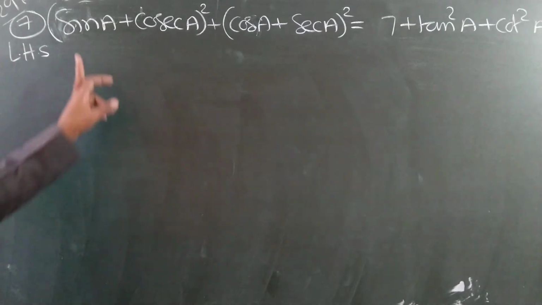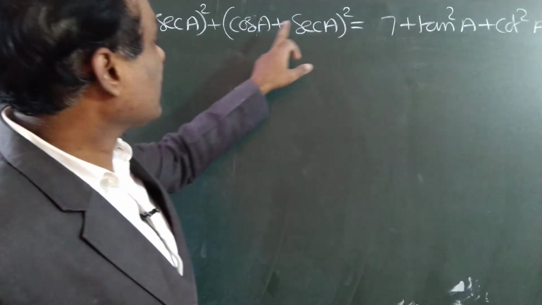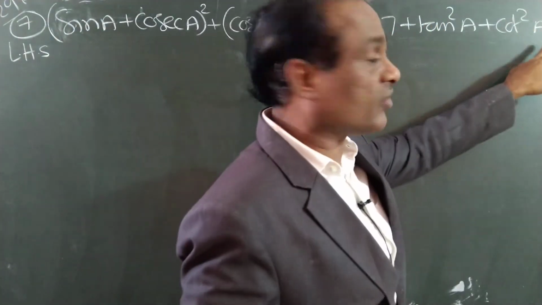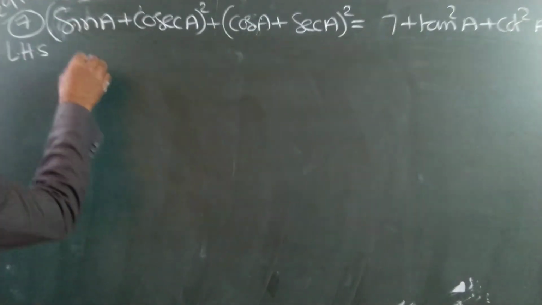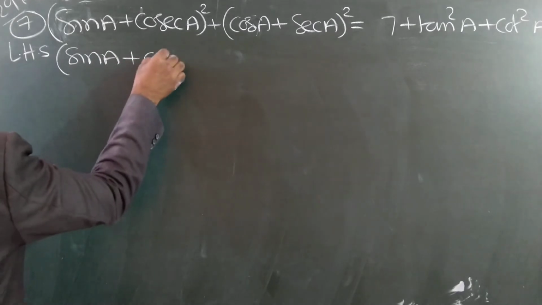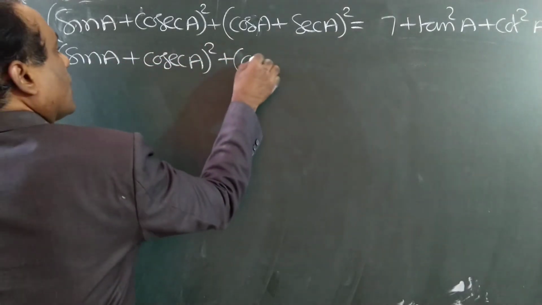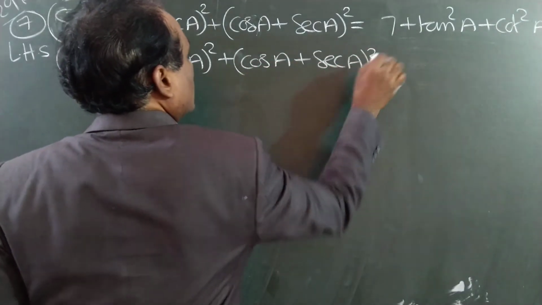The question is, prove that sin A plus cosecant A whole square plus cos A plus secant A whole square is equal to 7 plus tan square plus cot square. This answer we have to get. So I am taking the left side. What is the left side? Sin A plus cosecant A whole square plus cos A plus secant A whole square. So I took the left side.